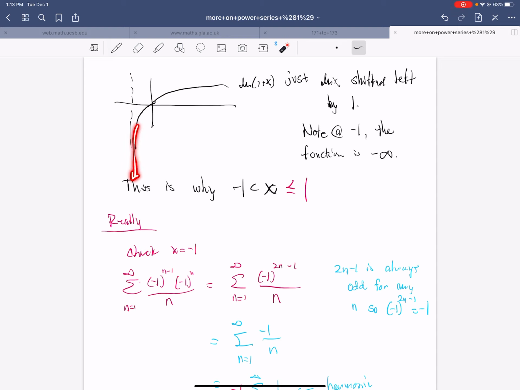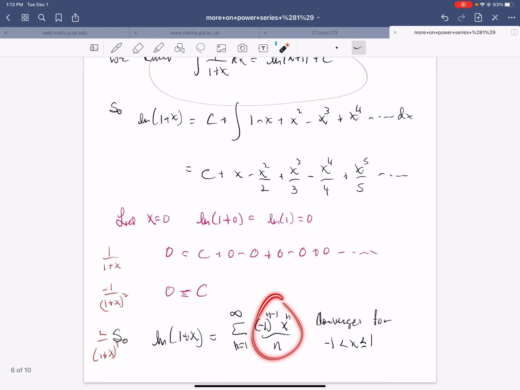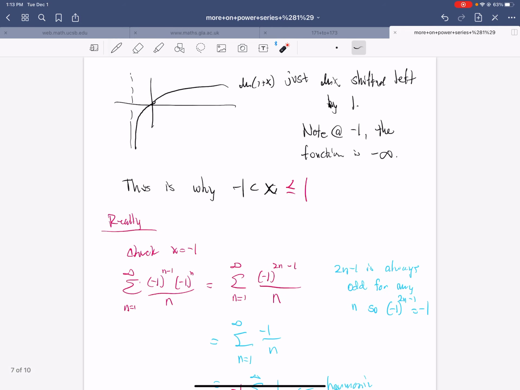And then at 1, let's go back over here. If I let x be 1, then this is gone. And this right here, without that x to the n, is the harmonic series, the alternating harmonic. And the alternating harmonic converges. And so that's why we get the equal there. And so you could check it at both endpoints. You could do the ratio test on it, and everything would work out.